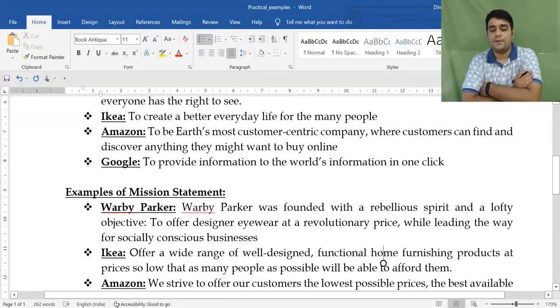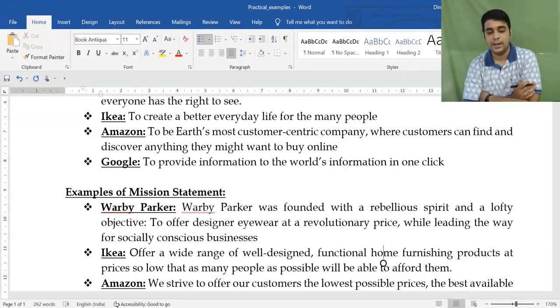Offer a wide range of well designed, functional home furnishing products at prices so low that as many people as possible will be able to afford them. So, they want to provide a wide variety of functional home furnishing products at a lower price. Price also they want to play on, and also they want to provide good products.